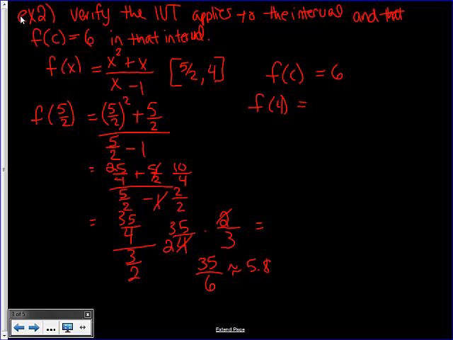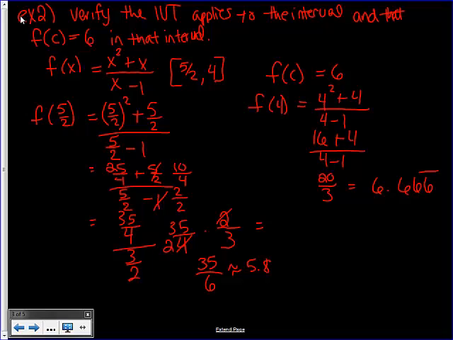So now we're going to do f of 4. We have to plug in my other endpoint. So 4 squared plus 4 over 4 minus 1. Well, 4 squared is 16 plus 4 over 4 minus 1. 16 plus 4 is 20. 20 over 3, which is roughly 6 2/3, or 6.66 repeating.